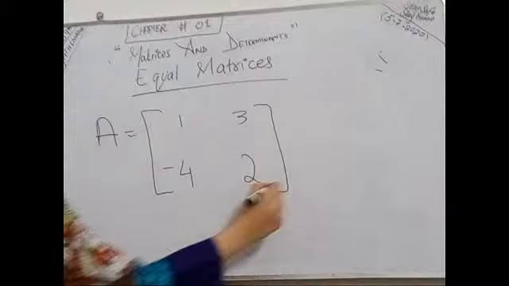Same is the case with matrix B. It has 2 rows and 2 columns. The order of matrix A, and this is the order of matrix B. We can see that both have the same order. So our first condition of having same order of both the matrices is verified. Now next condition for equal matrices is their corresponding elements must be equal.